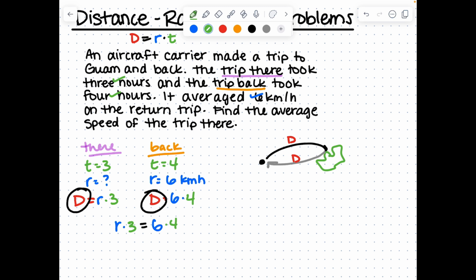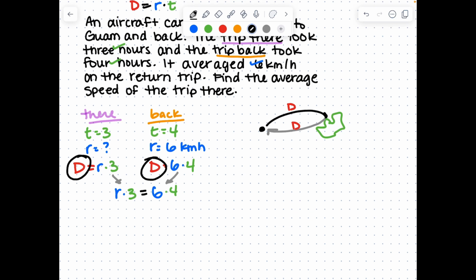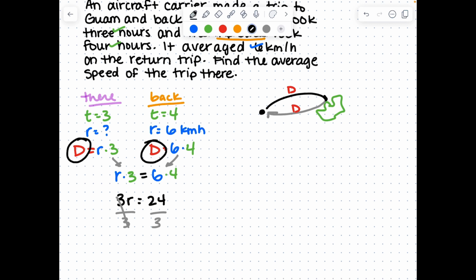Now, if you had already looked at this and said, well, I know 6 times 4 is 24, then maybe you just wrote 24 there, and that's fine. But sometimes it's not as straightforward with numbers. Sometimes there'll be expressions on both sides that we can't simplify yet until we put them together. But since the distances were the same, and we had expressions for the distances, we can set them equal to each other. And now 3r equals 24 if we simplify and put this in the notation we're used to. And then it's just a one-step equation, divide by 3. So then our r that we're looking for is 8.